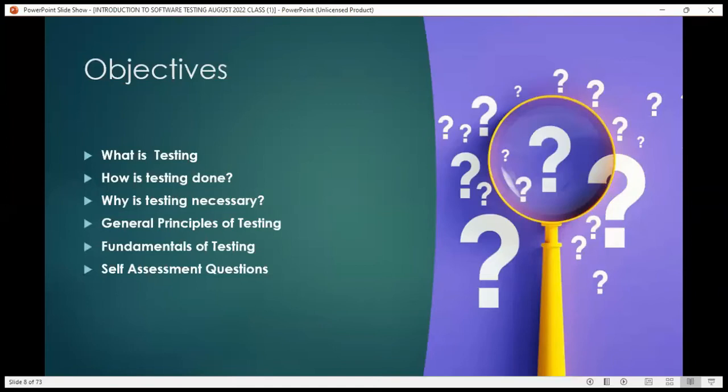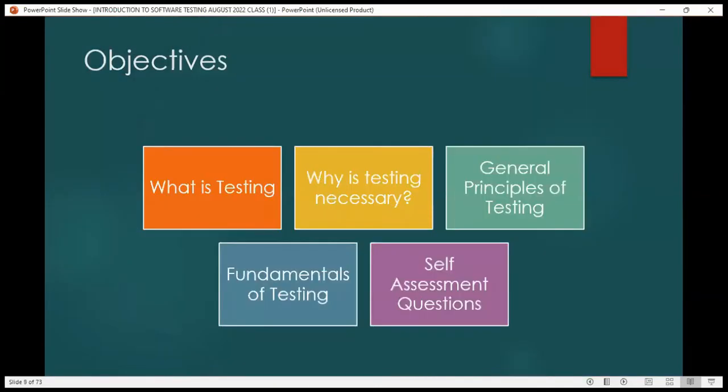So the objective that we did last week, we explained what is testing, how testing is done, why testing is necessary, the general principles of testing, fundamentals of testing, and self-assessment questions. But this time, before it's still just a pictorial, just a beautiful face of it for you to see the same thing is there.